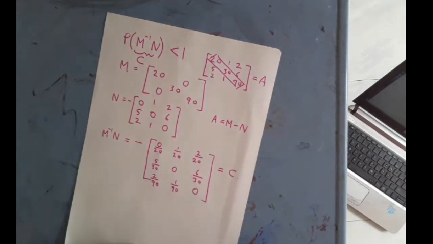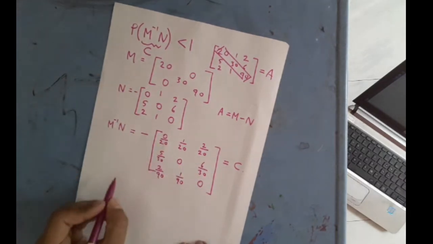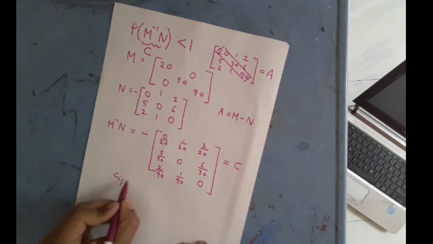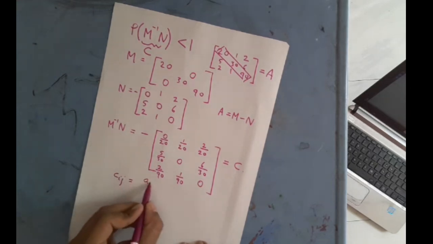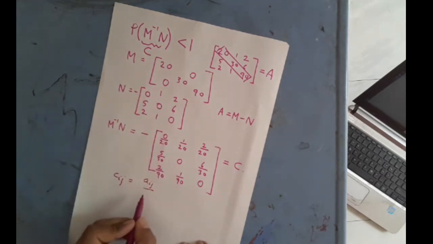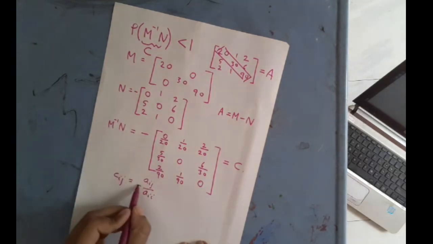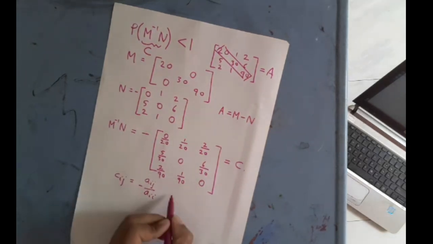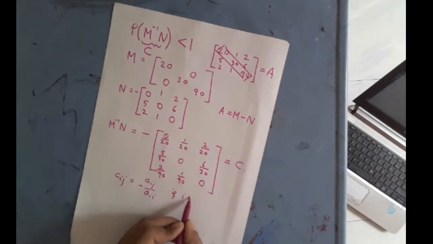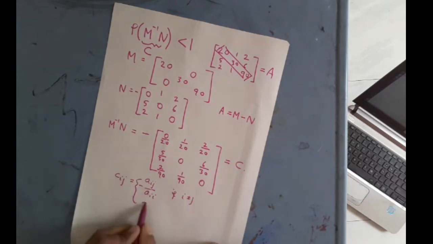Now C has this interesting property, so I can write down the general form. Whatever I did, the ijth entry of C, you can understand, is just Aij, the ijth entry of the original matrix, divided by Aii, and because of the minus, I should have a minus here. This is when i is not equal to j, and if you are on the diagonal, then of course it is 0, if i is equal to j.